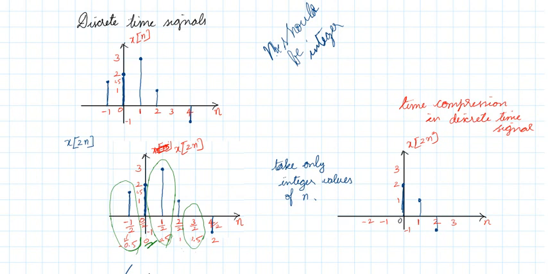Suppose I say x of 0.2n, what do you do? You divide everything by 0.2, thereby you have to take only the integer values. Remember, this n should always be an integer. That is the important point to remember.